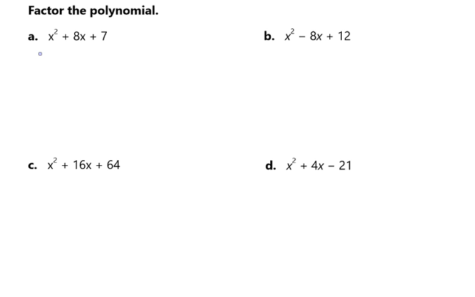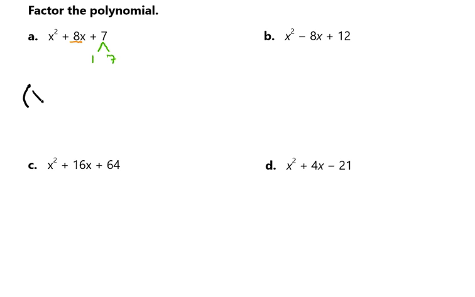Here we have x squared plus 8x plus 7. In order to factor this, we want to know what two numbers could multiply to make a 7, but add to make 8. So we can list our factors of 7, which are 1 and 7. And that's it. So here, we want to know, could we add 1 and 7 to equal 8? And 1 plus 7 does in fact equal the 8 that we're looking for.